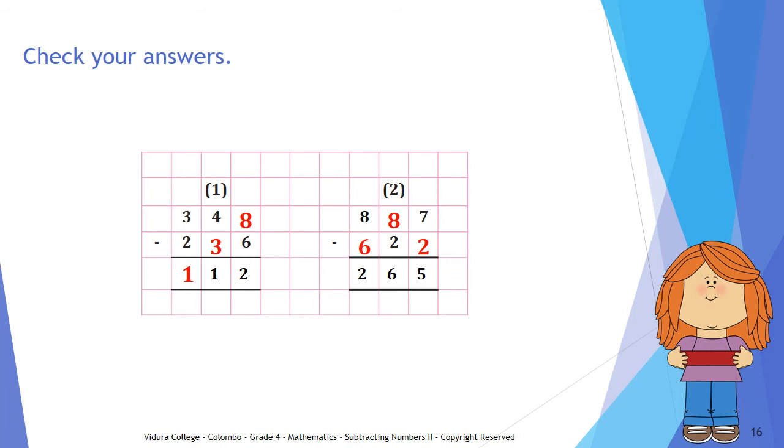Now check your answers, children. 348 minus 236 equals 112. Second one, 887 minus 622 equals 265. Did you get them correct?